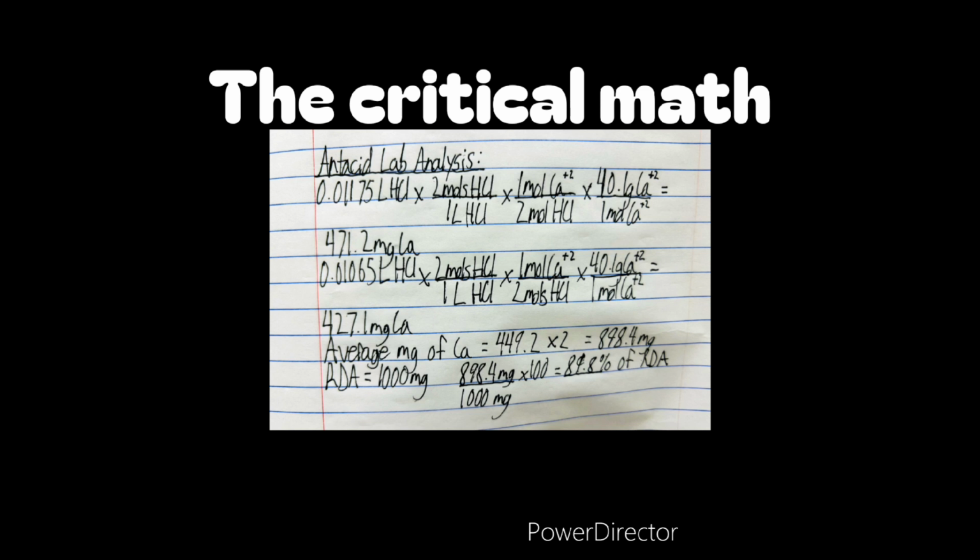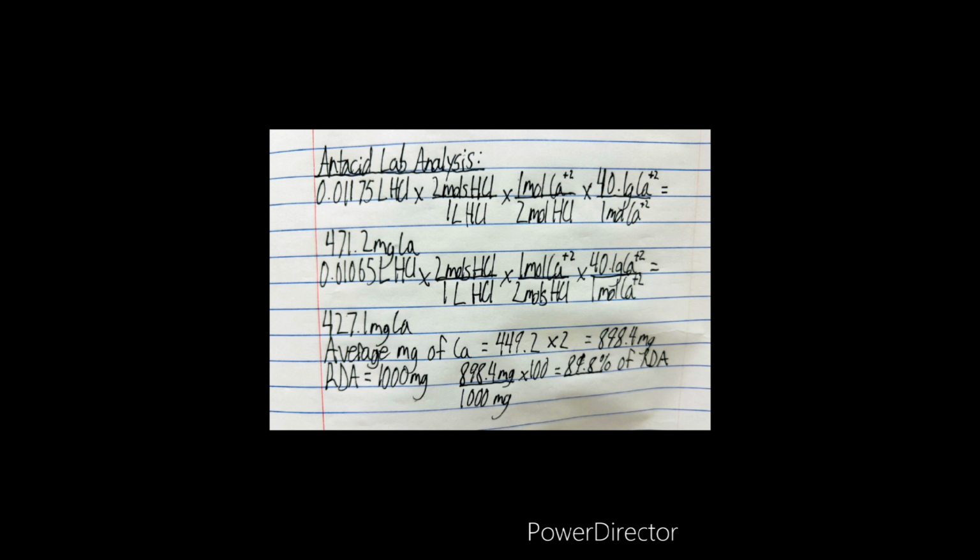In trial 2, 0.01065 liters of HCl were used, and the milligrams of calcium was 427.1. We then had to find what percentage of the FDA's recommended daily allowance, or RDA, of calcium was met. The average amount of milligrams of calcium between the trials was 449.2. We then multiplied 449.2 milligrams by 2 in order to account for dosage, which equaled 898.4 milligrams.